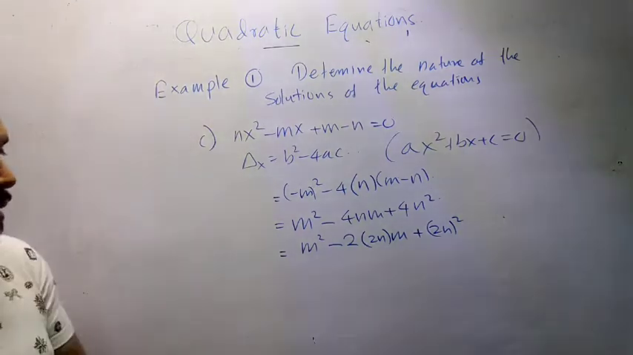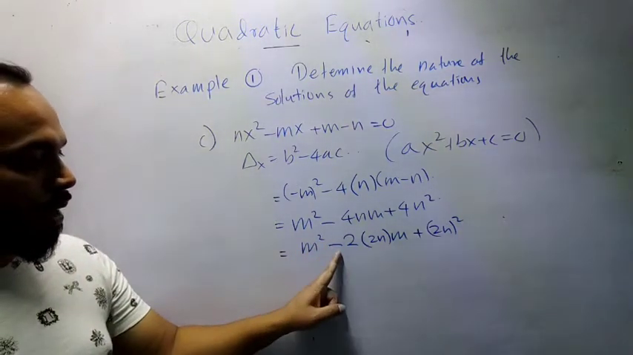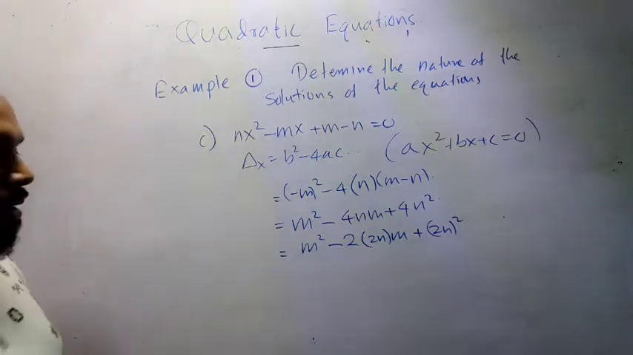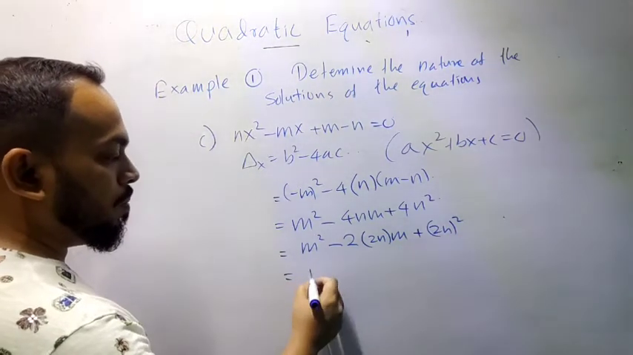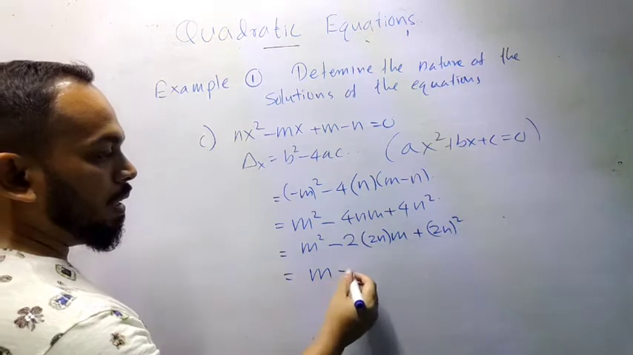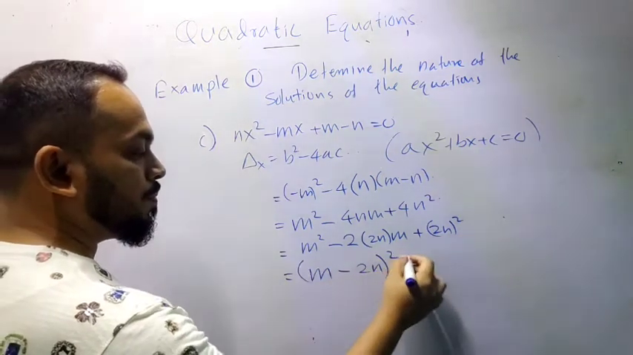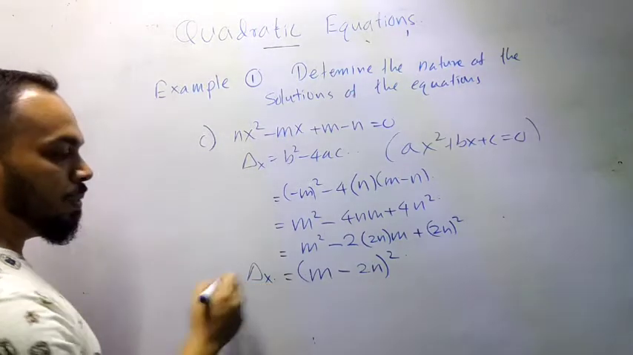Now we should see a squared minus 2ab plus b squared. And that comes from (a minus b) squared, here (m minus 2n) squared. Right. This is our discriminant.